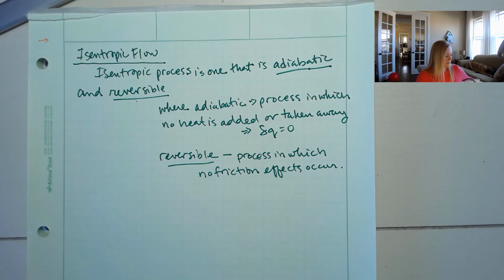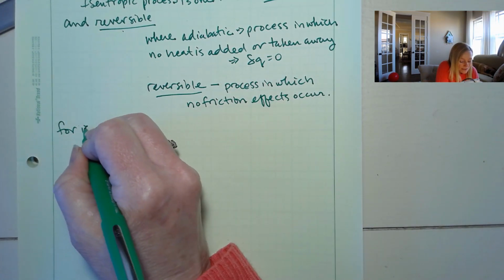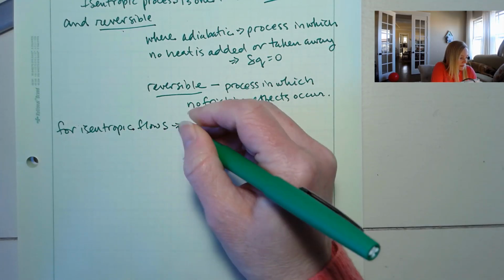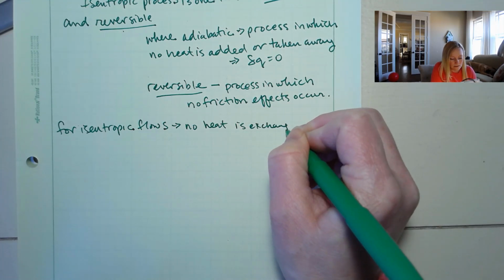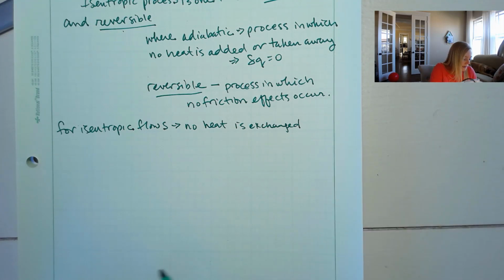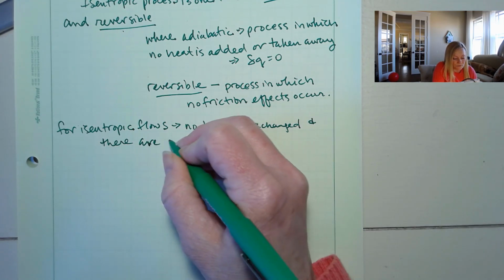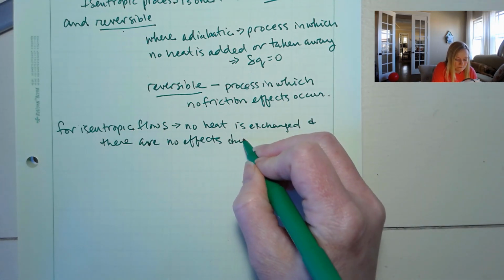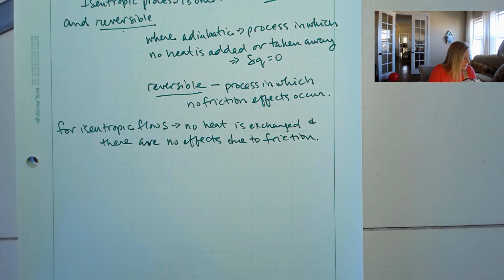All right, so now let's go over that in a little more detail. Okay, so for the isentropic flows, we already know that no heat is exchanged. Okay, so we've got that. And there are no effects due to friction. All right, so we just restated what we had already stated up here. All right, but it's important to realize those distinctions.